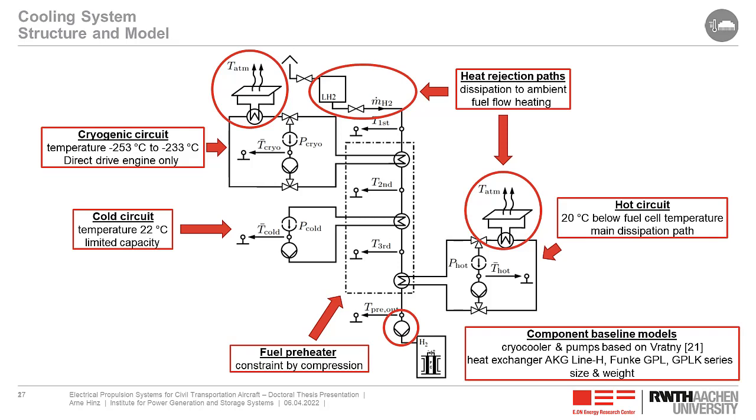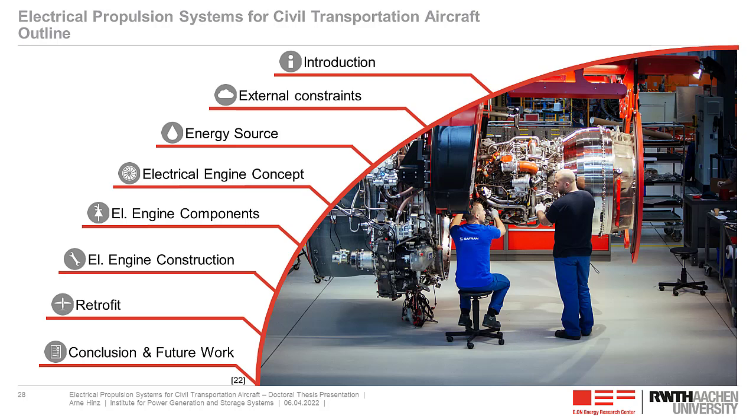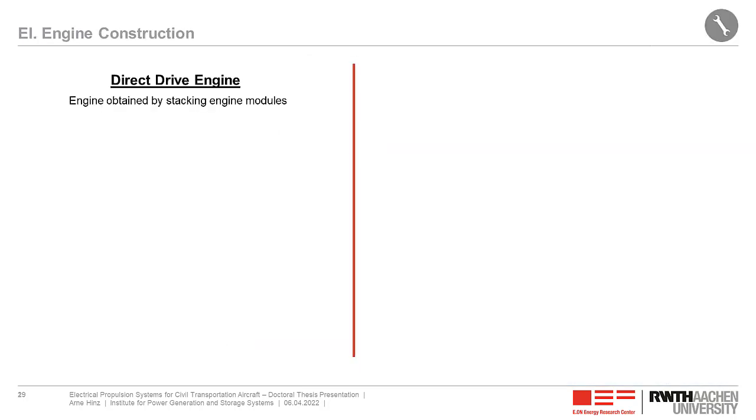The baseline models in terms of size and weight for the cryocoolers and fluid pumps are adopted from the findings of Mr. Rodney. And regarding the heat exchangers, we will apply the AKG Line H, Funke GPL or GPLK series, which are heat exchangers from industrial applications and serve as a reference for size and weight. With this, we can go on with the electrical engine construction.